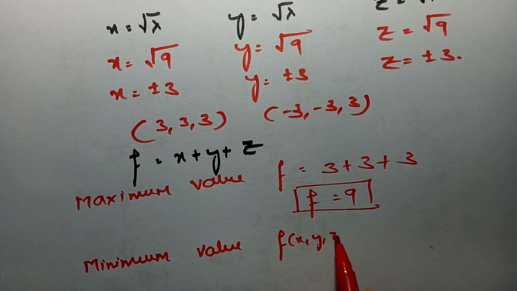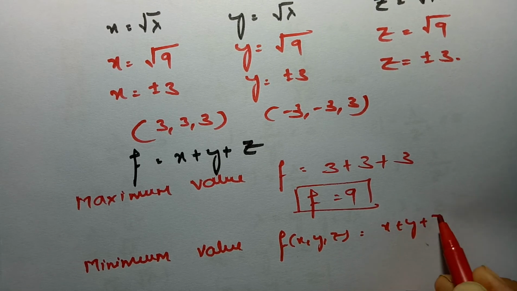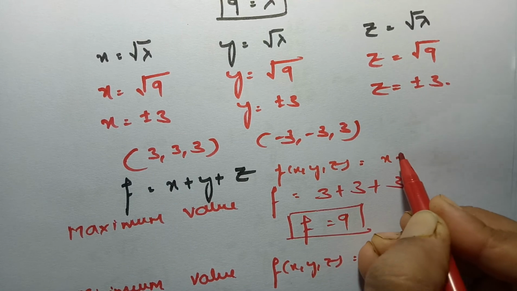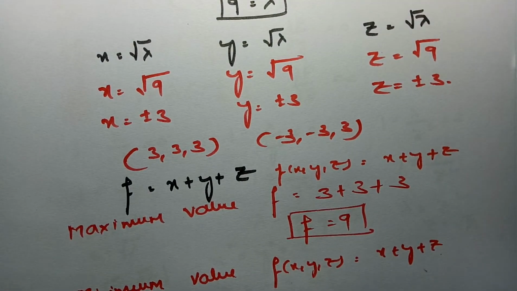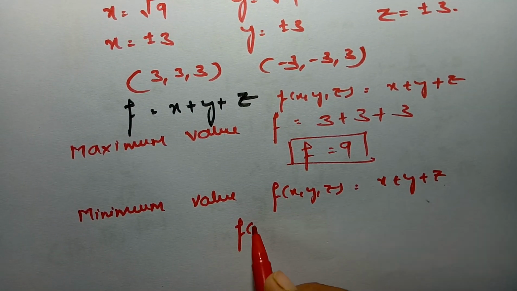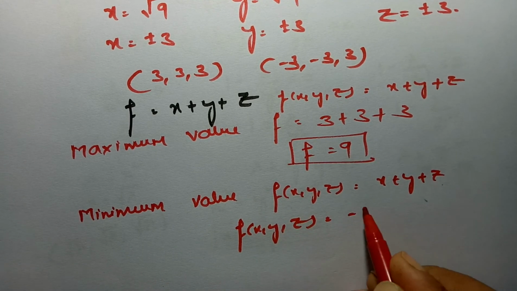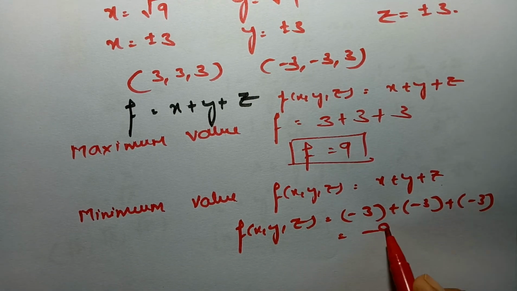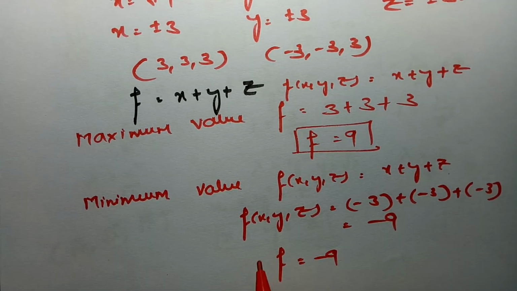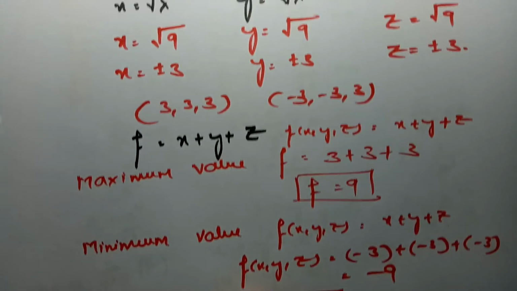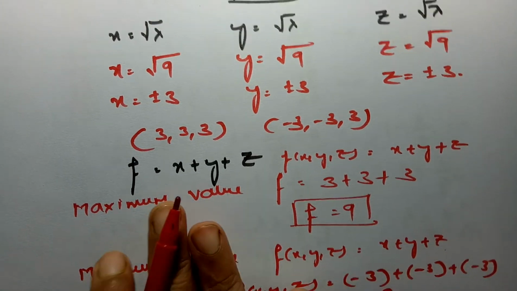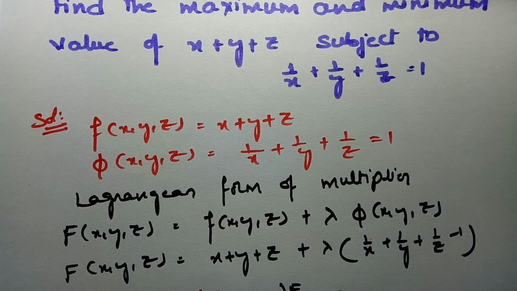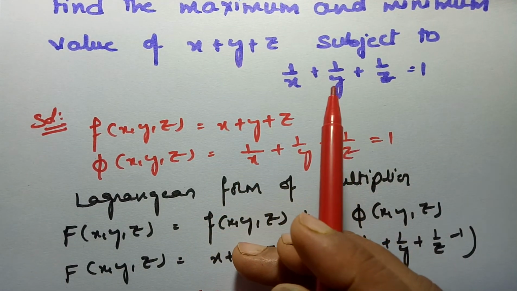f of x comma y comma z will be x plus y plus z. Here also f of x comma y comma z is equal to x plus y plus z. If I substitute minus 3 and minus 3 and minus 3, it will be minus 9. So f is equal to minus 9 is the minimum value and f is equal to plus 9 is the maximum value. See, the question is given as, we have to find the maximum and minimum value of a function which is subjected to the condition here.